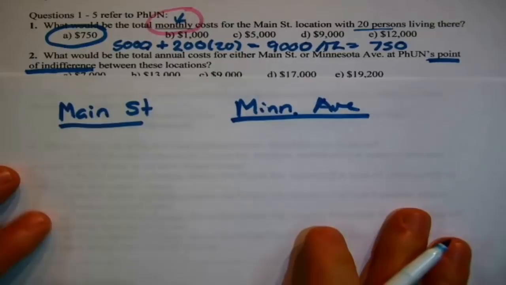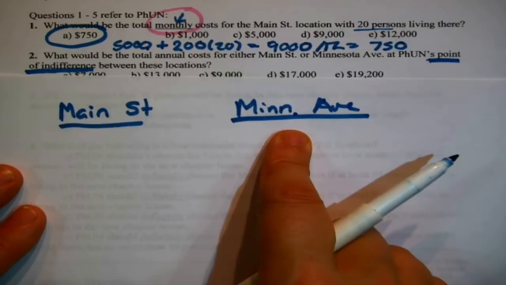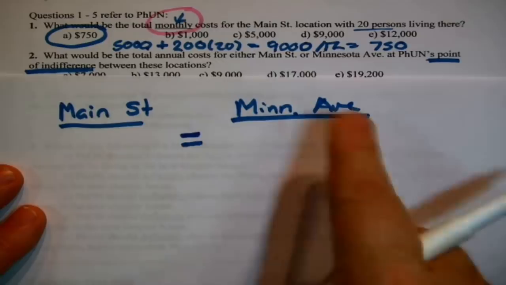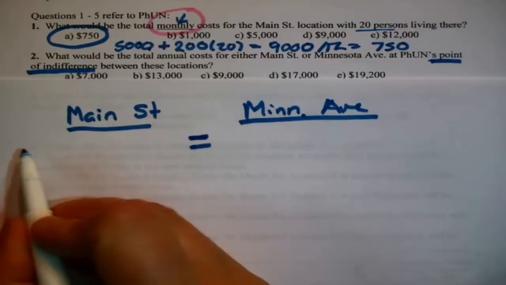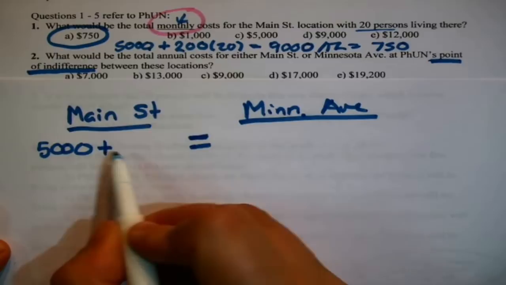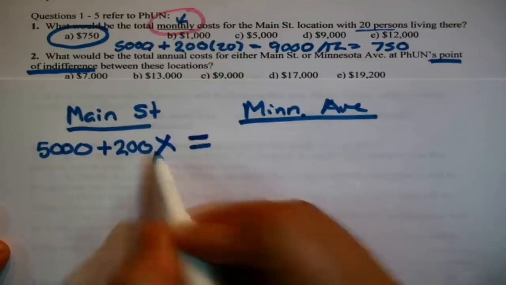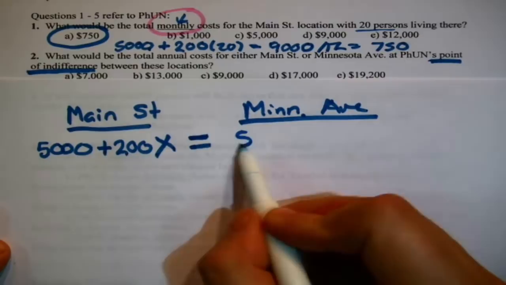It's asking for the point of indifference between Main Street and Minnesota Avenue, meaning I would not care if I was at either of these two places. Well, this is all about costs, so that means I wouldn't care if the cost of being here equaled the cost of being here. Oh, okay, wait a minute. Well, what's the cost of being here at Main Street? We were just doing that. You have to pay $5,000 every year, regardless of however many people are living there. Plus, you have to pay $200 for each person that's living there. And I don't know how many people are going to be living there. It wasn't said. But when is that the same thing as Minnesota Avenue paying $8,000 every year, but getting a break on the variable costs?